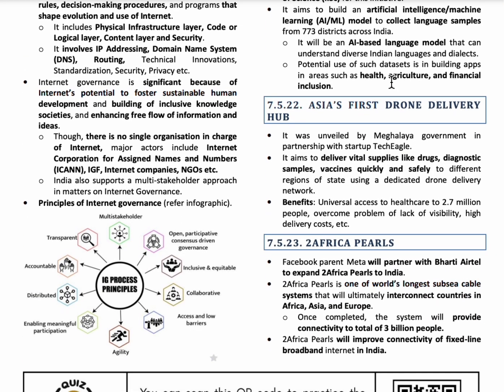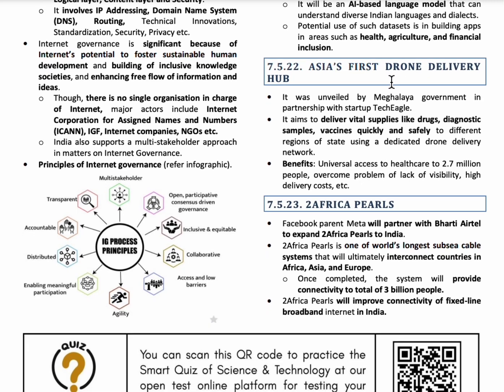The next topic is Asia's first drone delivery hub. So it aims to deliver important supplies like drugs, diagnostic samples, vaccines quickly and safely to different regions of the state using dedicated drone delivery network. Meghalaya government along with the Tech Eagle startup will work on this project.